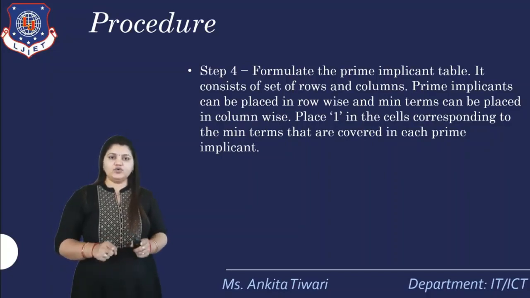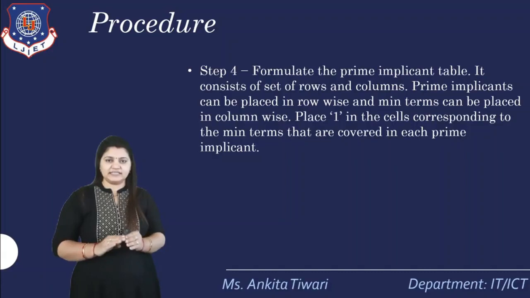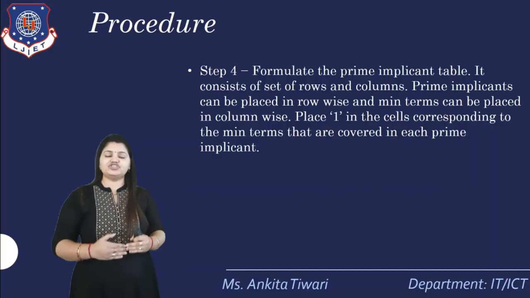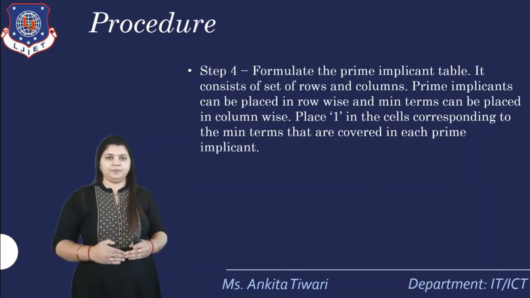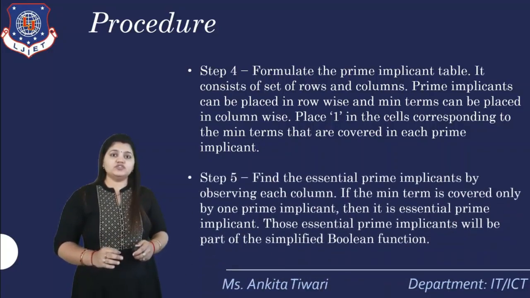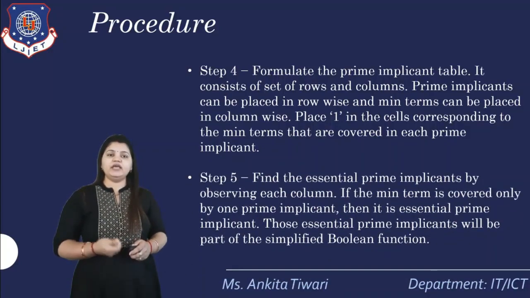So these are the two row-wise and column-wise discriminations done with the help of rows and columns. Now place a 1 in the cell corresponding to the minterms that are covered in each prime implicant term. So now we have to place the 1 where it is common. Where it is not, you have to put an underscore. So step 5 will be finding the essential prime implicants by observing each column.